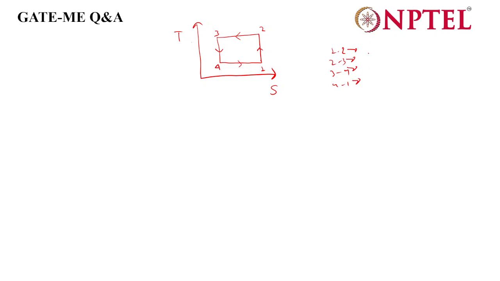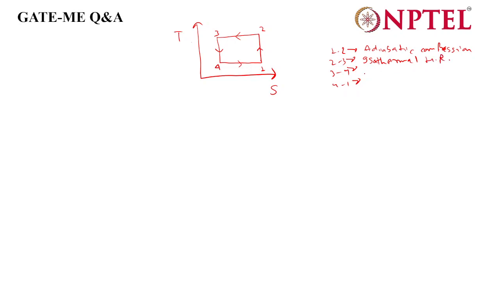What is 1 to 2? Compressor work. Adiabatic compression. What is 2 to 3? Constant pressure process, isobaric condensation. It is also isothermal, a constant temperature process. It is isothermal heat rejection.